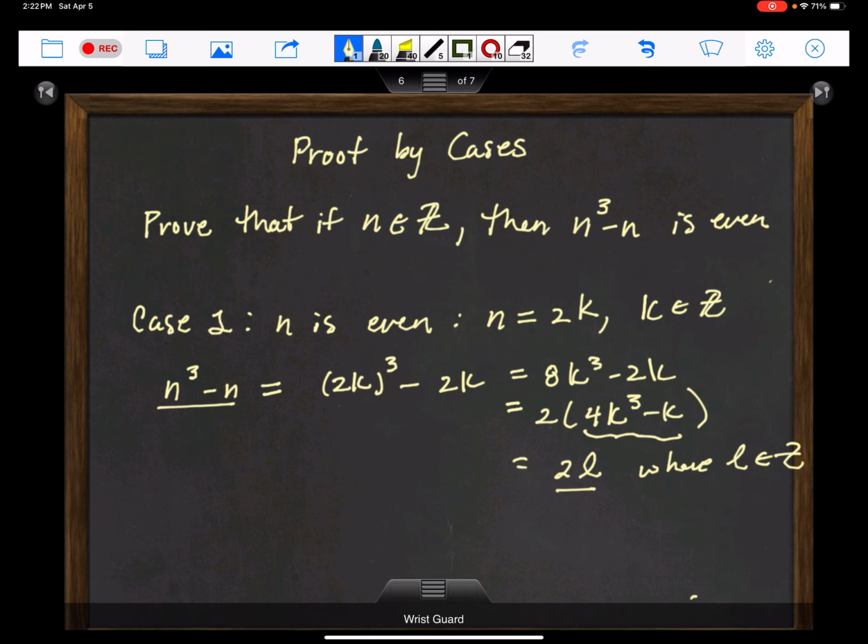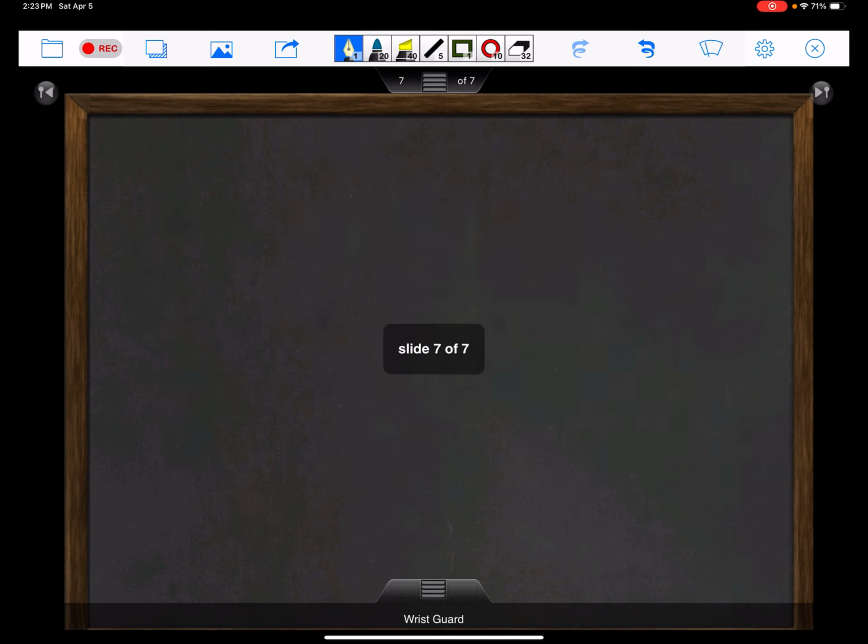Perfect. So just to recap, if n was even, we could write it as 2 times k. We plug it into n cubed minus n, and we show that that expression is equal to 2 times some integer, which by definition means it is even. All right, let's look at case 2.